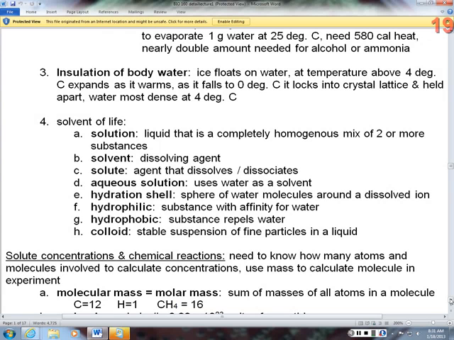And then colloids are kind of a weird thing. It's a stable suspension of fine particles. It's not completely dissolved in there. You can actually see the particles floating around in there. But it's stable. It's not like they're going to settle out to the bottom.